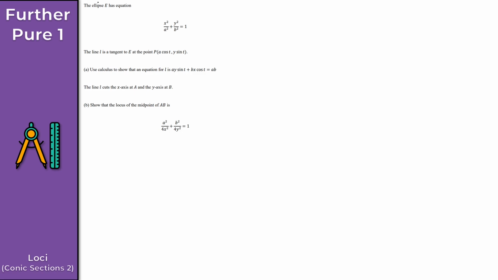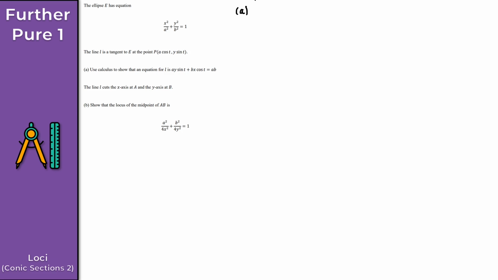For this question, we have the ellipse E, which has this equation. This is just the equation of a standard ellipse. We're then told that the line L is a tangent to E at this point P. For part A, we want to use calculus to show that an equation for L is given as follows. Nothing too challenging, and it's not really associated too much with loci. That's more of the follow-on question in part B, but it does set us up to answer part B.